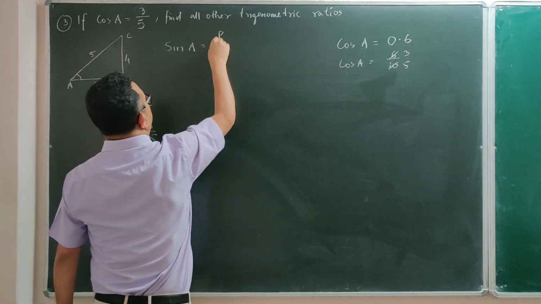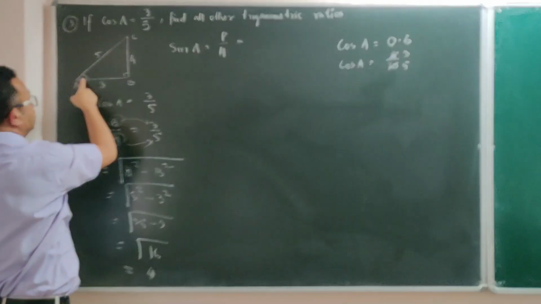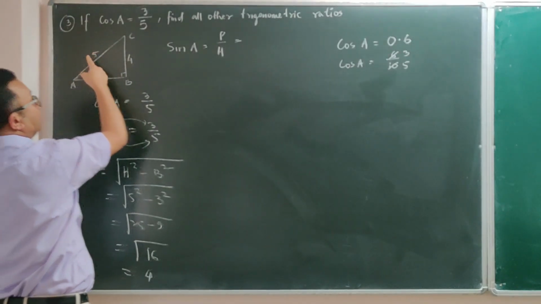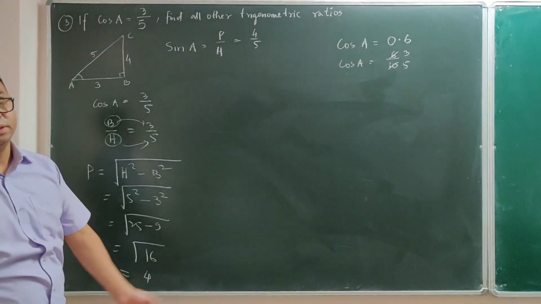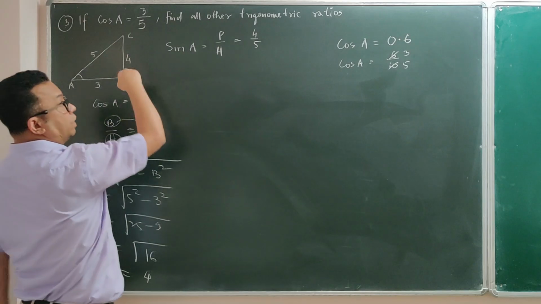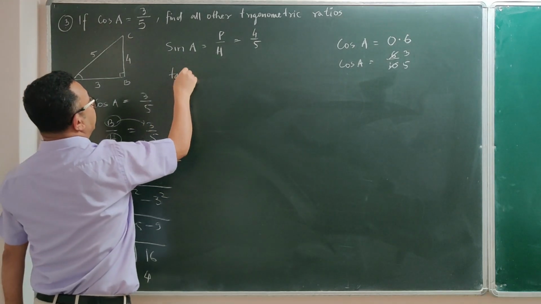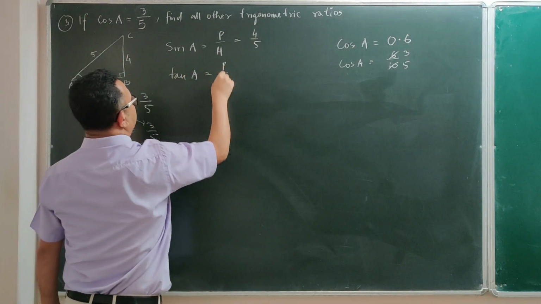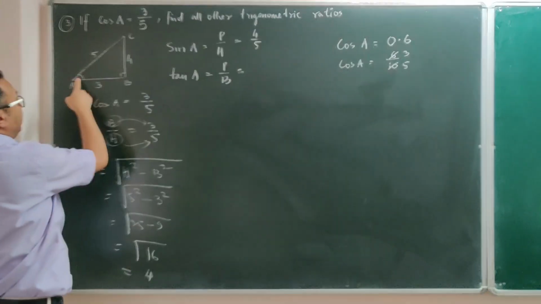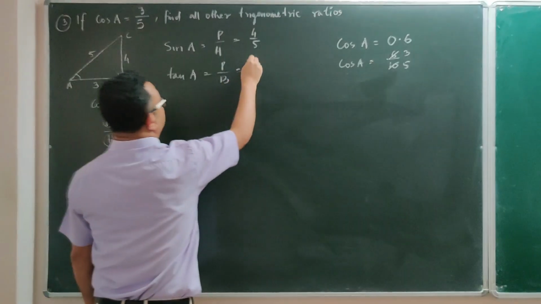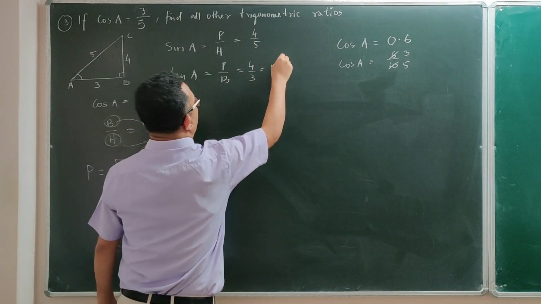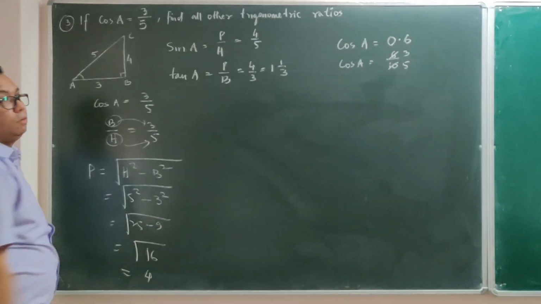Since we know cos, first let me start with sine. Our angle is this, sine is perpendicular by hypotenuse. So 4 by 5. This is the first one. Cos I don't want to find because it is already there. Let me go to tan. Tan is P by B. So for angle A, perpendicular is 4, base is 3. So that is 4 by 3, which is the mixed fraction 1 and 1 by 3. Then the second one I got.